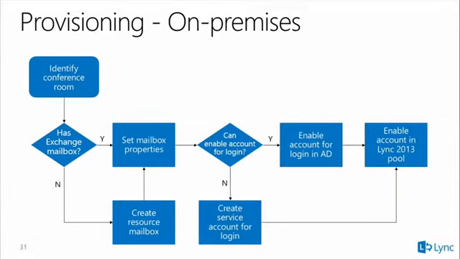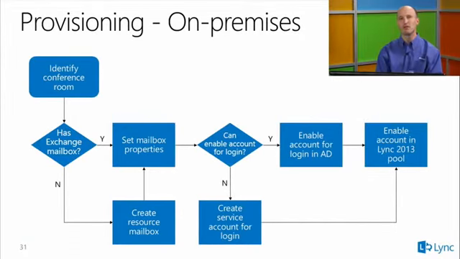Set a simple set of mailbox properties, and if necessary, enable the account for login. You may have previously created a service account for this that wasn't enabled for login, that was just a shared mailbox for some reason. Once it's enabled for login in Active Directory, you can enable the account for Lync in that Lync 2013 pool. It really is important to remember here, though, in a coexistence environment, the LRS system must be homed on a Lync 2013 pool.